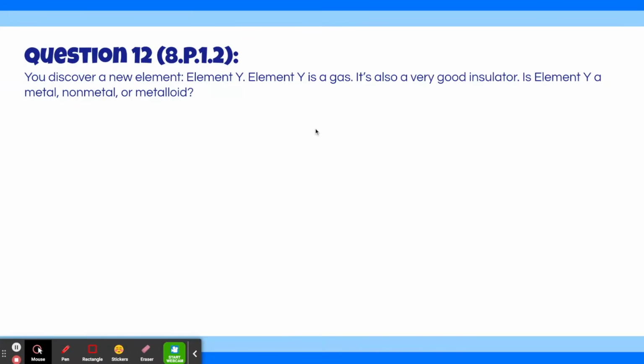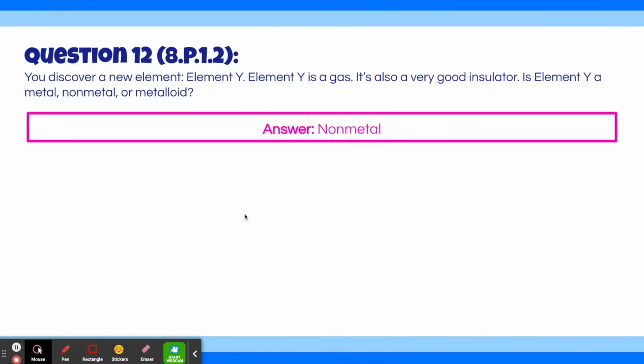Okay, so the answer to this question is nonmetal. You should know some basic properties of metals, nonmetals, and metalloids, which will help you classify them as in this problem. So first up is metals. Metals are the most common type of element.